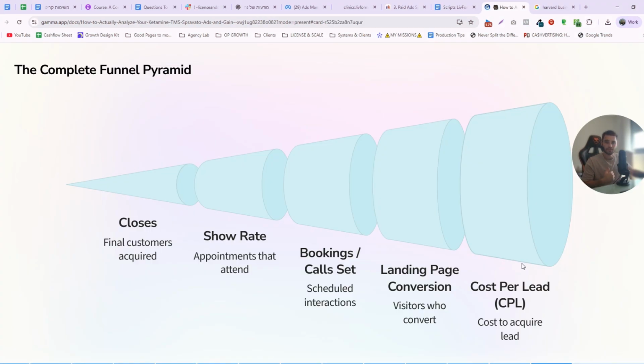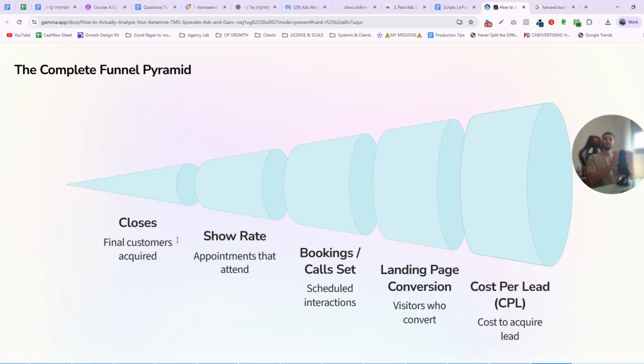So these are the 5 metrics, and you can see how incredibly detailed you need to be with your marketing. You need to understand every single part of it, understand where your bottleneck is in order for you to improve and actually get better results. Do you have a high cost per lead? Is the lead quality bad? Do you have landing page conversion problem? Are people not showing up to consultations? Are people just showing up to consultations but they're not getting closed?